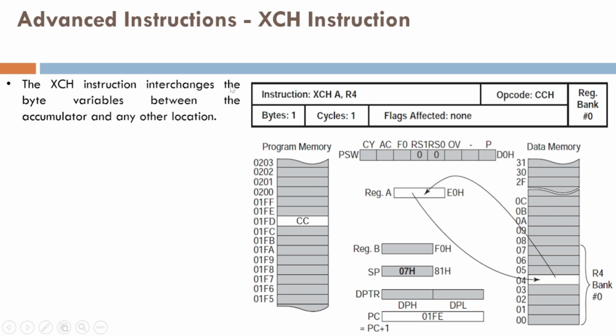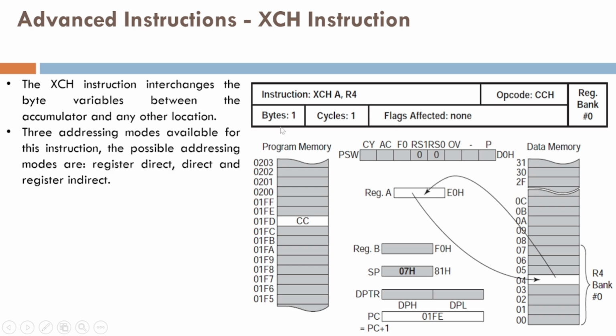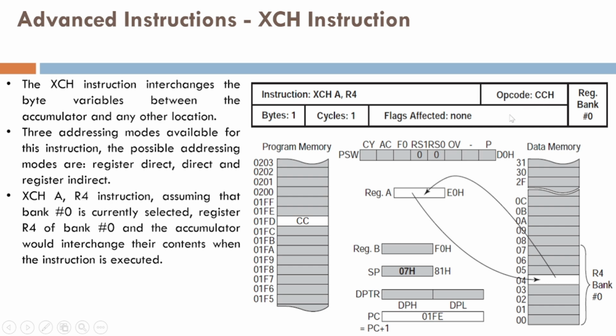Now, in this case, we are considering XCH A, R4. It is a 1 byte instruction, and the operational code is written across this program memory. Once this is fetched, the microcontroller will understand that it has to go for an exchange operation. So in this case, the content of R4, obviously by default the register bank is 0 until and unless you change it, will be R4 of bank 0.